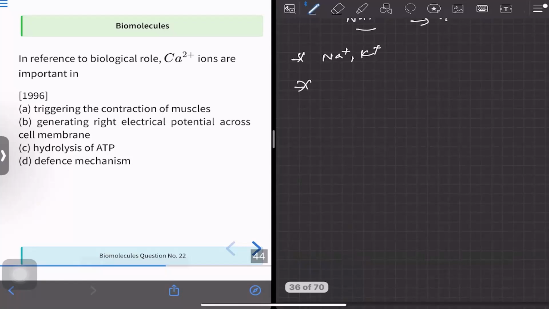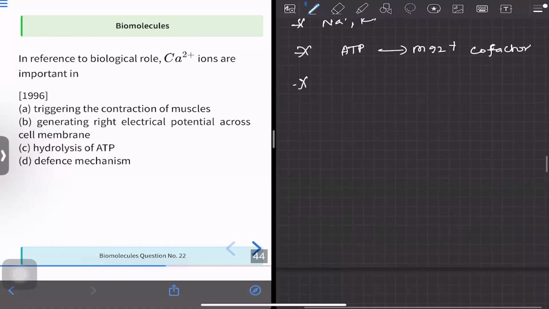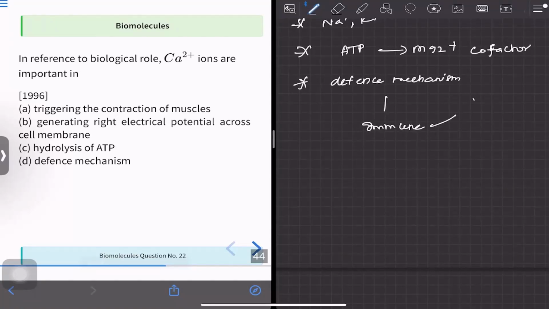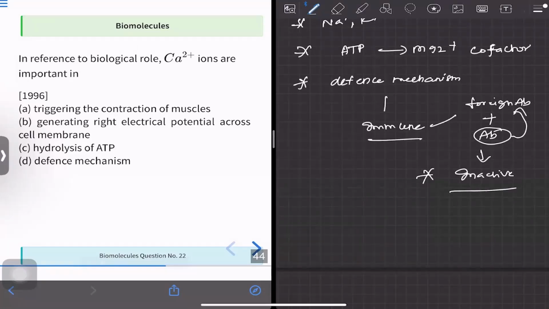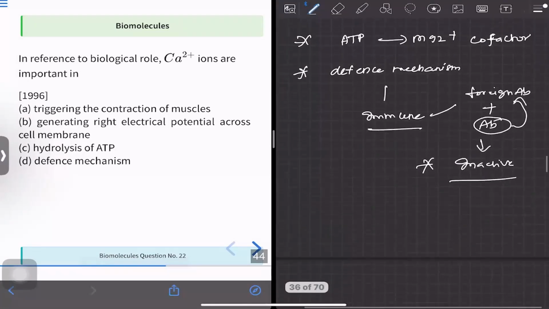Next, hydrolysis of ATP requires magnesium as cofactor, not calcium. So option C is incorrect. Next, defense mechanism. We all know that in our body, defense mechanism is maintained by immune system. Whenever there is foreign antigen, it reacts with antibody and forms inactive complex. So in our body, the immune system produces antibodies which react with foreign antigens and form the inactive complex. So the correct option is option A.